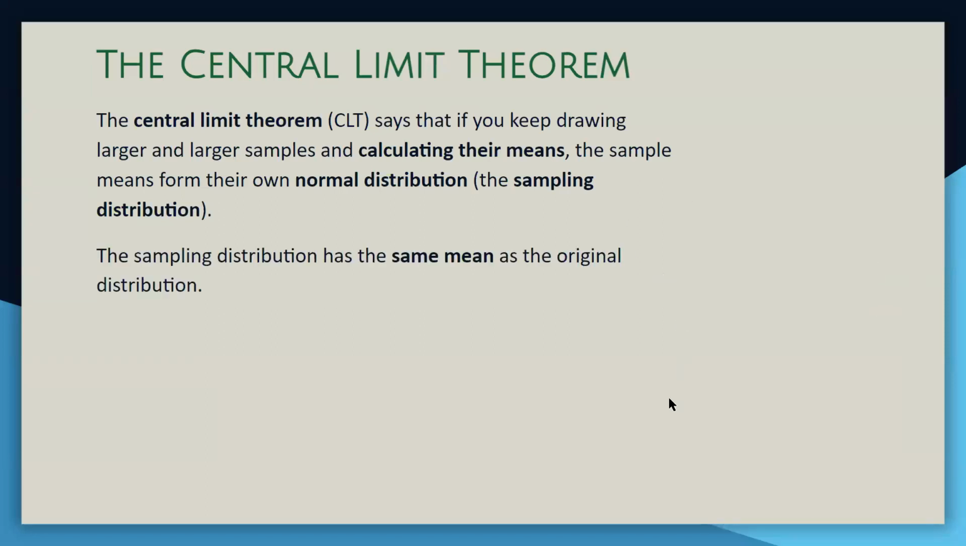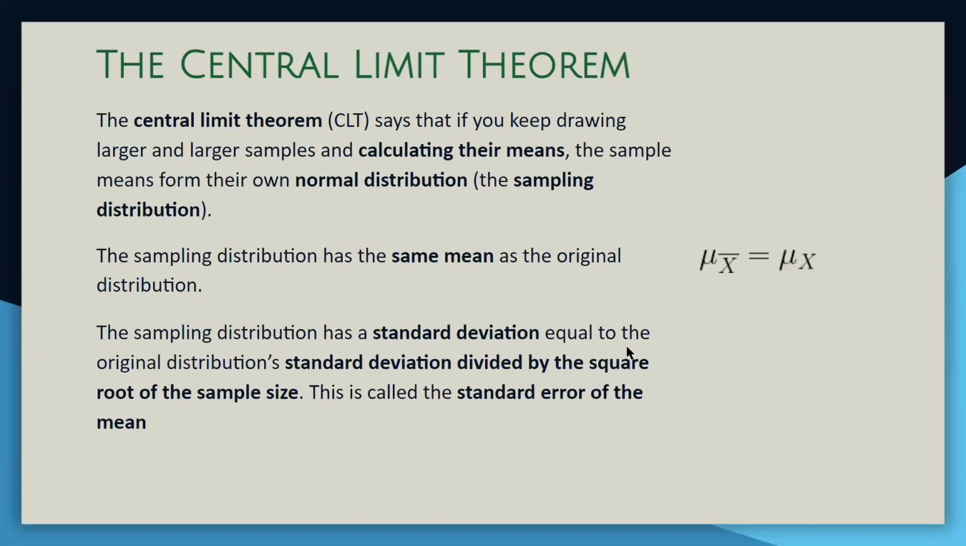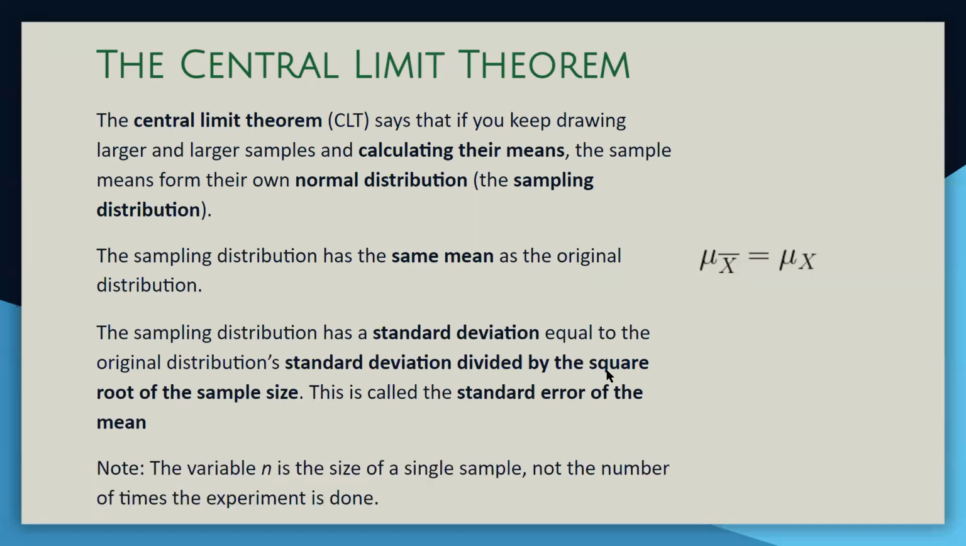The sampling distribution has the same mean as the original raw data. So mu sub x bar, the sampling distribution mean, is the same as the original mean. The sampling distribution has a standard deviation that's equal to the original distribution standard deviation divided by the square root of the sample size. And we call that value the standard error of the mean.